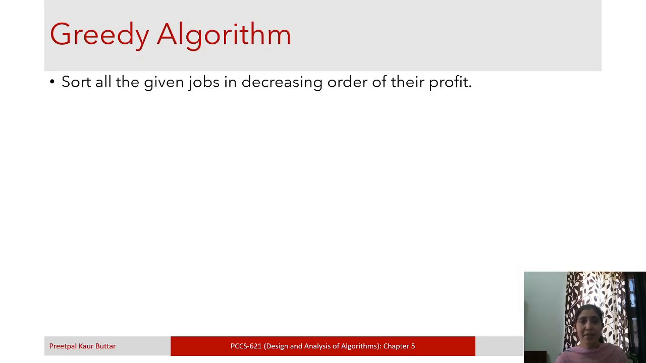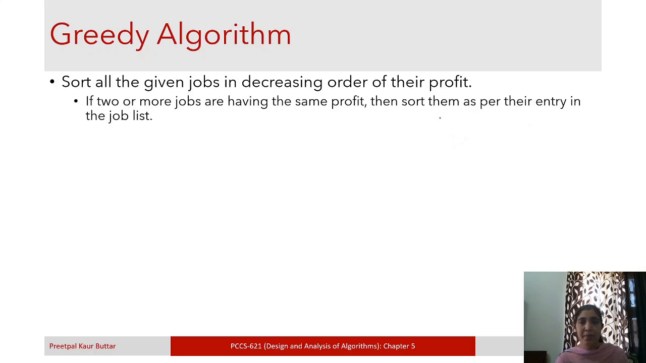So the algorithm is saying that we sort all the given jobs in decreasing order of their profit. First of all, we have to sort the jobs such that the job with the maximum profit is at the top, like this.